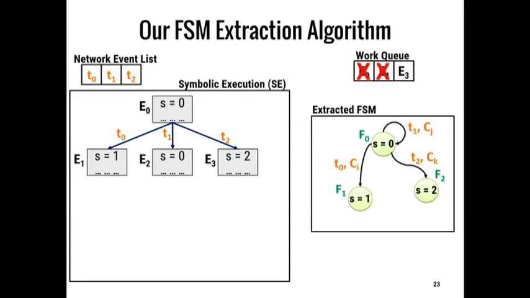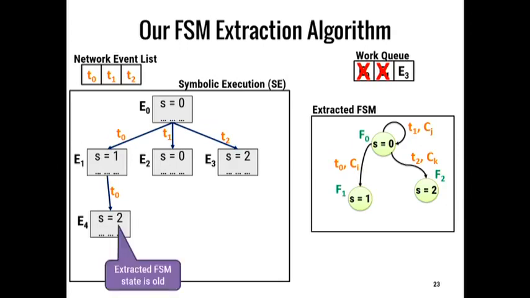Now we move on to the next execution state. And then let's start again with T0 on E1. Now consider that we just ended up with an execution state where the FSM state is old, because S equal to 2, we already have an FSM state F2, which represents S equal to 2. So there is no point in adding a new FSM state there. But we will add a transition from F1 to F2.